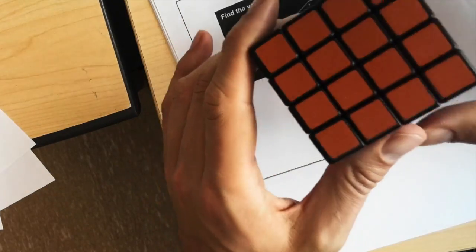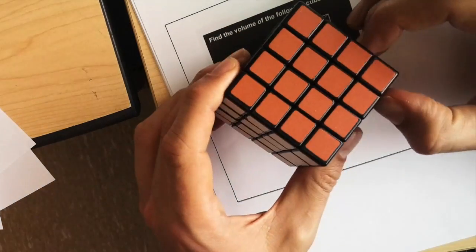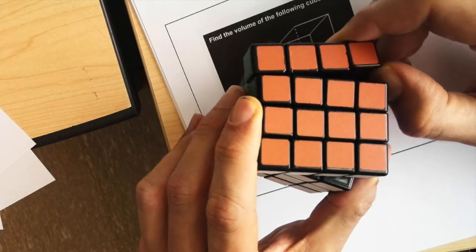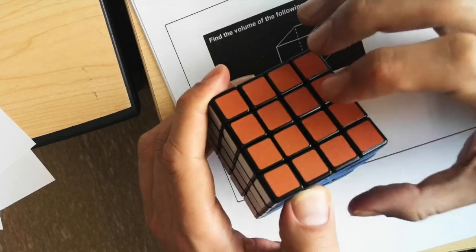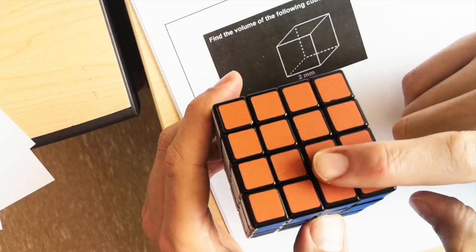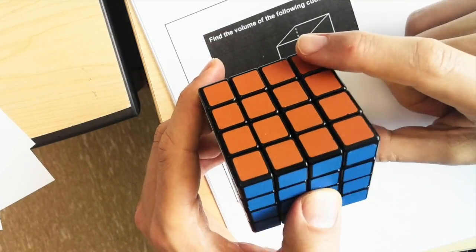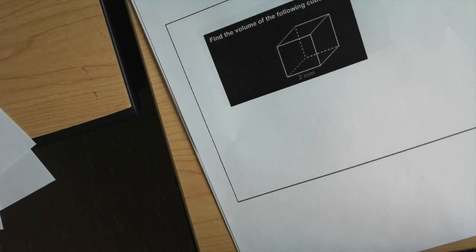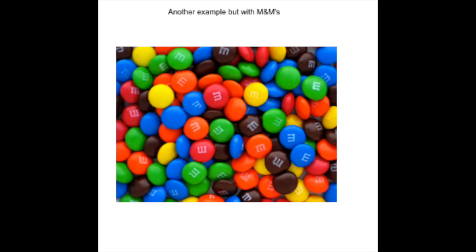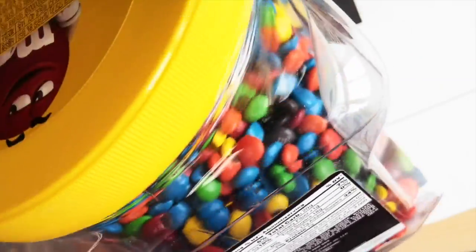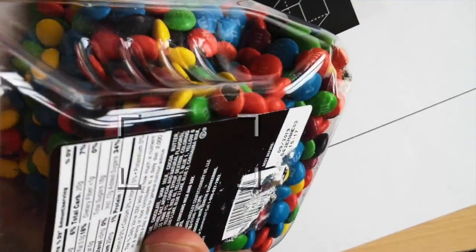So if we're looking at a 3D shape, volume would be the actual cube itself. It's the content inside of the 3D shape. And the surface area, which is what we talked about last time, is the stickers on the outside. Let me give you another example. Looking at this giant M&M container, what would be the volume? The volume would be the M&Ms inside.